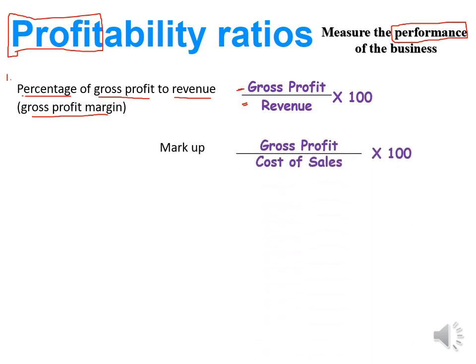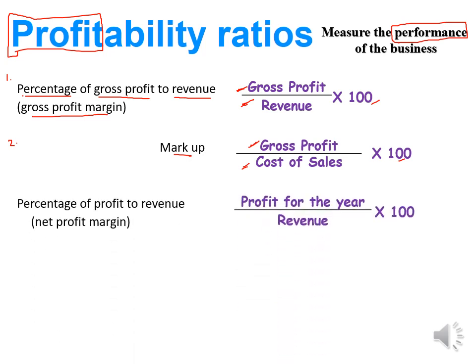Second formula, we learned this before in incomplete records: markup. What is the formula to calculate markup? This is the second formula. Markup is gross profit over cost of sales times 100. If the question asks you to calculate gross profit margin, we take gross profit divided by the revenue or sales times 100. If the question asks me to calculate markup, we take the gross profit over cost of sales times 100. Markup also must normally be in percentage.